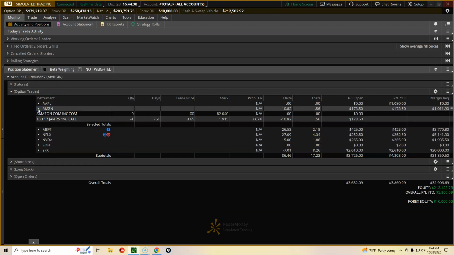Now Amazon, so same thing, out of the money. We got a LEAP, expiration date January 17th, 2025. It's at 190.